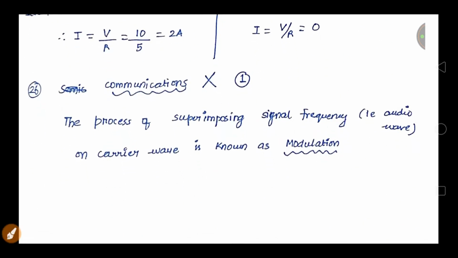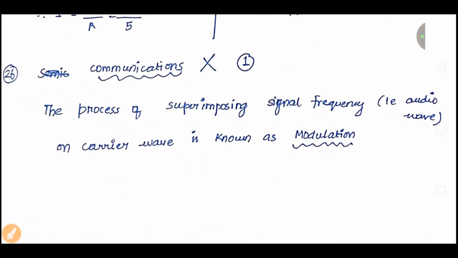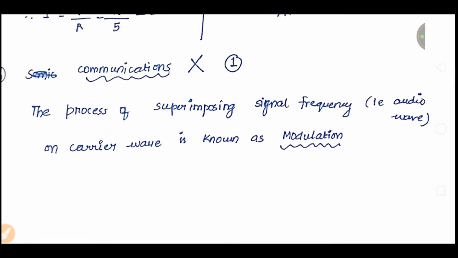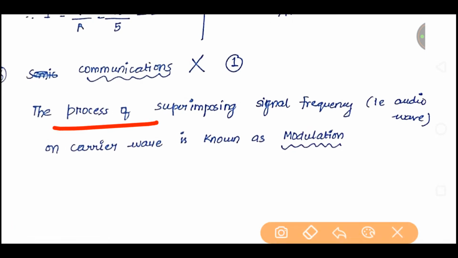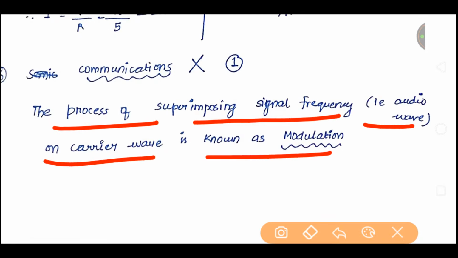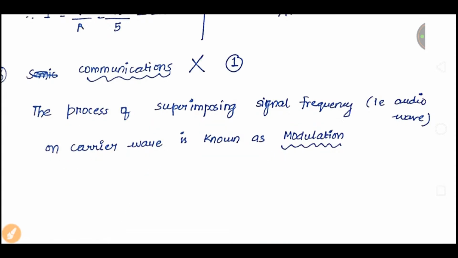Right, next. Communication chapter, though it is not in the syllabus, one question has been asked. The process of superimposing the signal frequency, that is the audio wave, on the carrier wave is known as modulation. This question definitely you won't get any question from communication. Right.